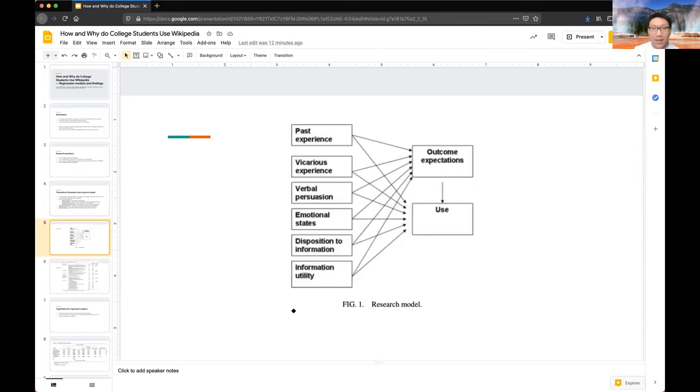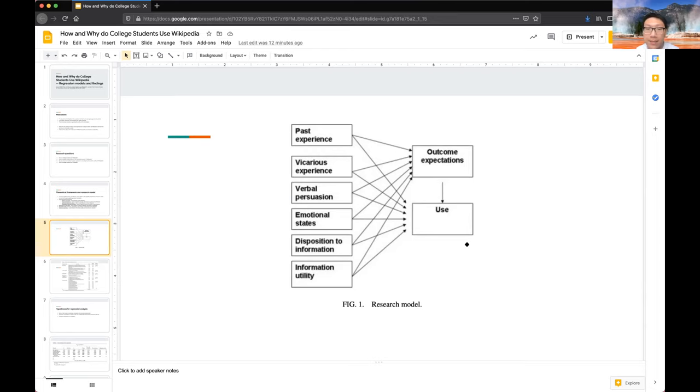Let's see. Yeah. So as you can see here, we have the past experience, vicarious experience, verbal persuasion, and emotional states. So these four are the independent variables they derived from the social cognitive theory. And then disposition to information and information utility, these two are the additional variables they considered. And then they think that all of these variables affect what's called the outcome expectation, which is the expected outcome. And then they hypothesize that this is a mediator for the actual use of Wikipedia.